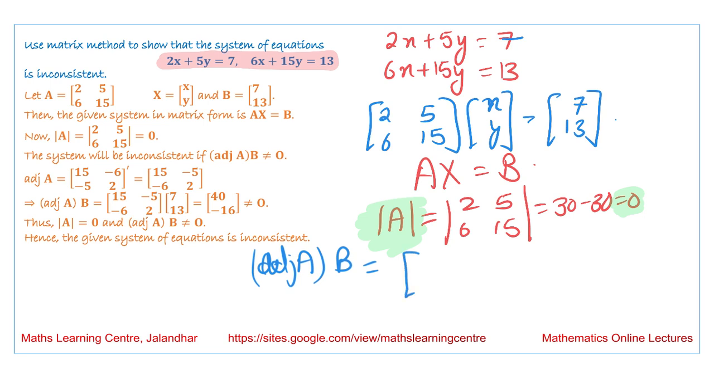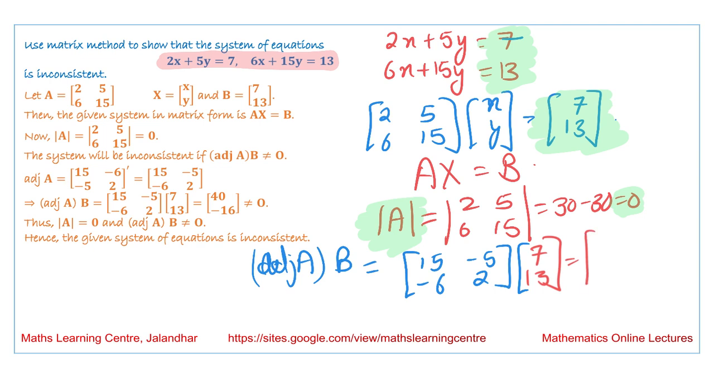So the value of adjoint A will be 15, minus 5, minus 6 and 2. We multiply it with the matrix B, which is 7, 13. The answer we obtain is 40 and minus 16, which is not a null matrix.